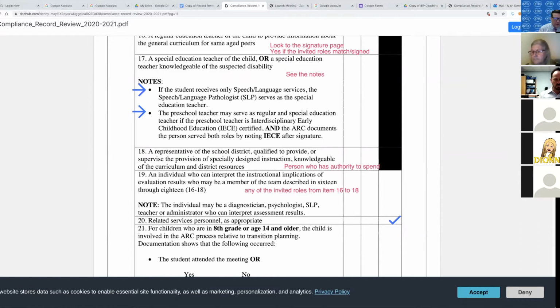And then related service personnel as appropriate. I've got an NA out here because most of the time when we review files, we don't see a lot of that. We see a very small percentage of kids have speech.